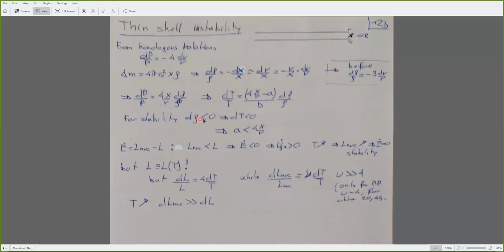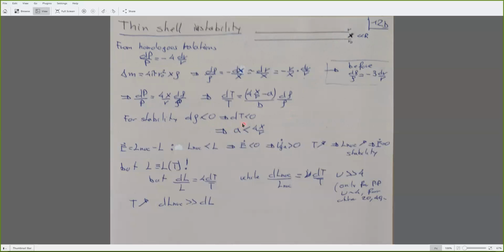And for stability, we want that for a reduction of the density, so the expansion, we have a decrease in temperature. That means, since we want to follow the sign, this has to be positive. We already saw that B is positive by definition. So A must be less than 4 times the ratio between how thin the shell is and the radius, the distance from the center.